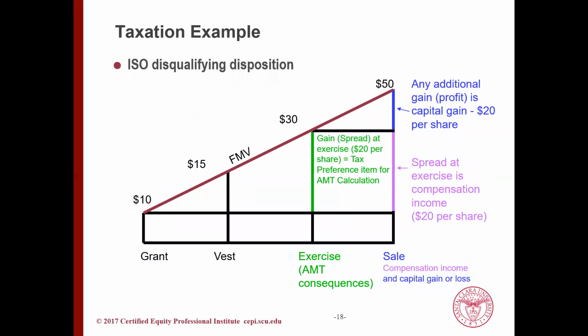Here's our disqualifying disposition example. Same scenario at exercise with the $20 preference item for alternative minimum tax, but this time the holding periods are not met, so the sale at $50 is divided into 2 pieces of income type. The original spread at exercise, the $20, is now compensation income, just as if it were a non-qualifying stock option. The excess over the value at exercise, the difference between the $30 fair market value at exercise and the $50 sales price, is a short-term capital gain.